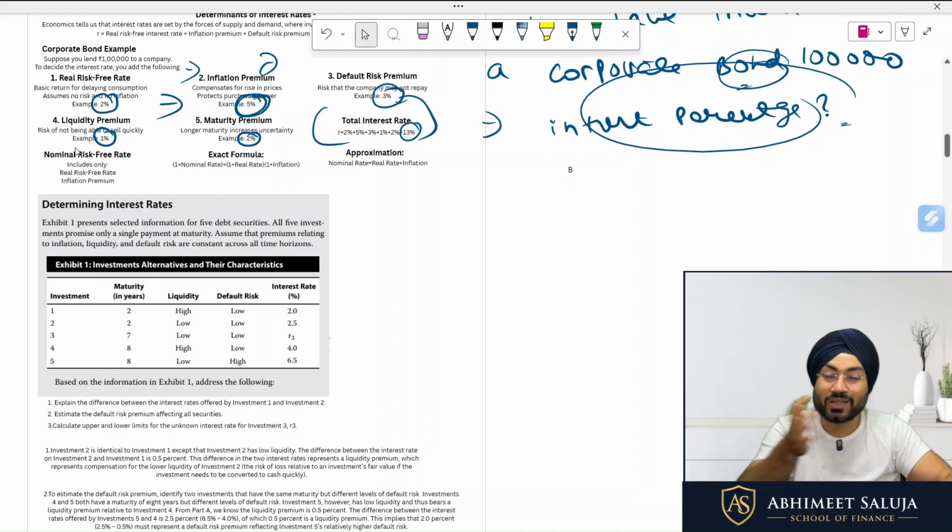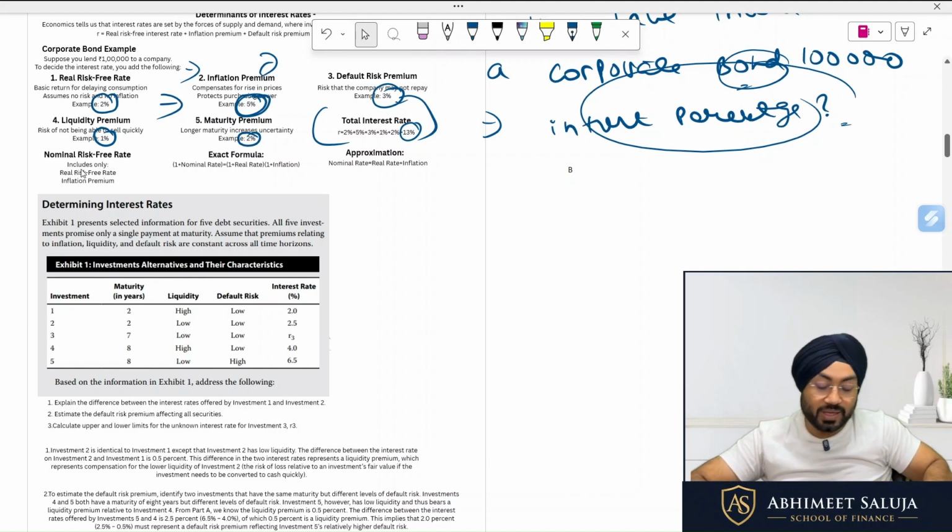Now, as we move ahead in the program, you will get to learn a lot of stuff. I know this is kind of a beginning and you won't be able to understand all of these things together. But as the course progresses, we'll be able to understand it. What is the nominal risk-free rate? It includes the real risk-free rate plus the inflation premium.